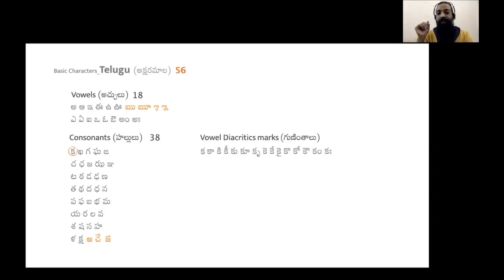These are called Gunintalu. If I were to compare it with its Latin equivalent, if you look at ka, there is a diacritic mark that is coming above the character, whereas in Telugu it is becoming a part of the character. So the base form along with the vowel diacritic mark, this conjunct has to be designed distinctively.